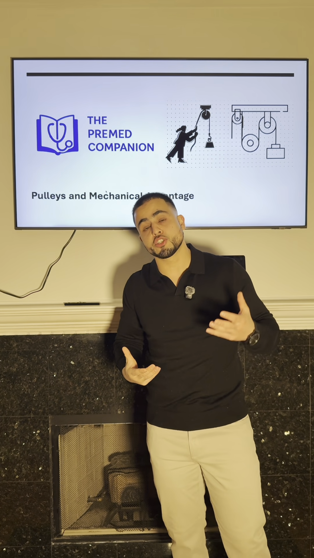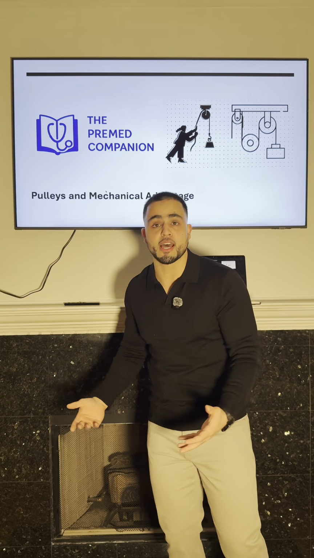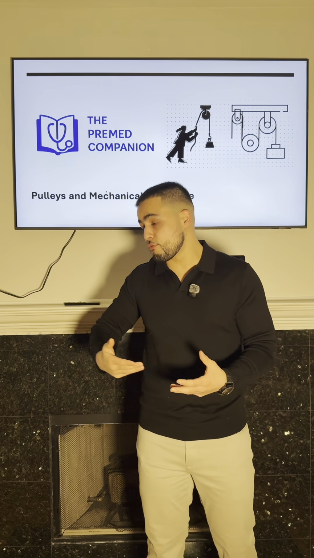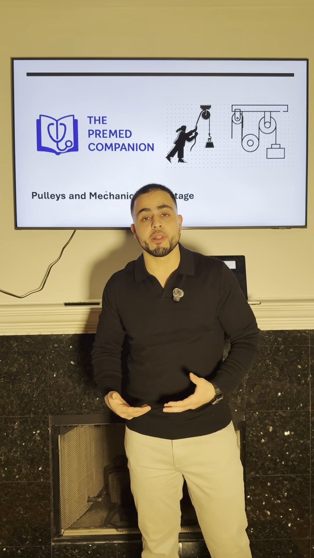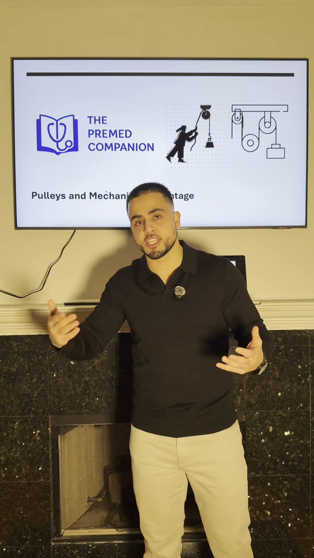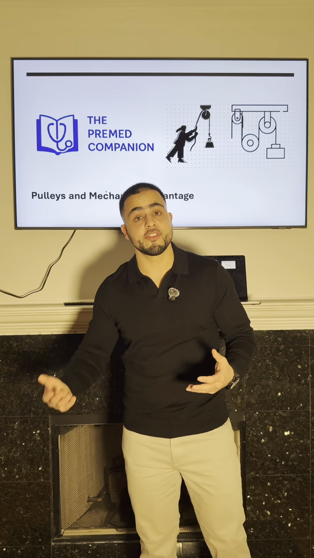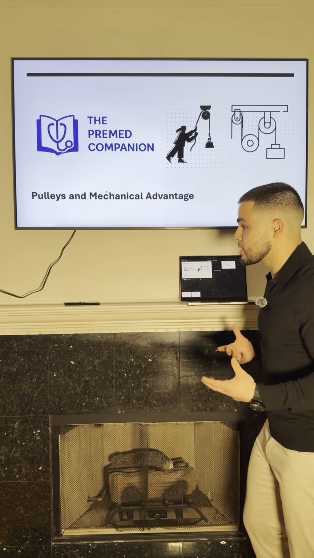So the purpose of pulleys is to reduce the amount of effort we need to put in to lift an object off the ground, for example. So if there was a 50 kilogram block on the ground, I would need to apply 500 newtons, so 50 times 10 for gravity, 500 newtons to lift that block off the ground. But if I were to use a pulley system, I can reduce that effort.